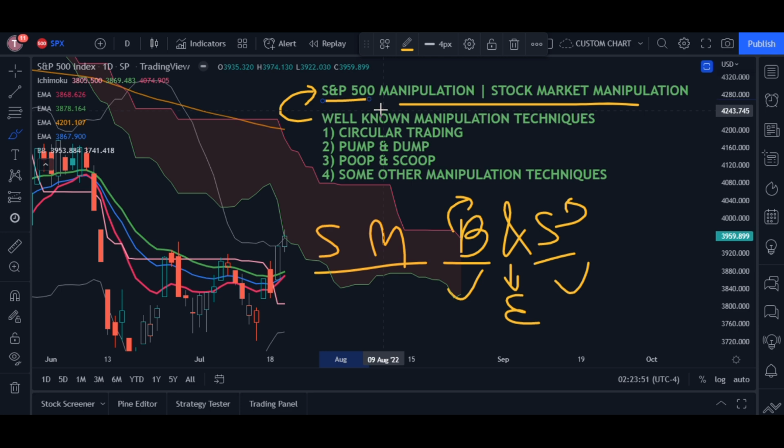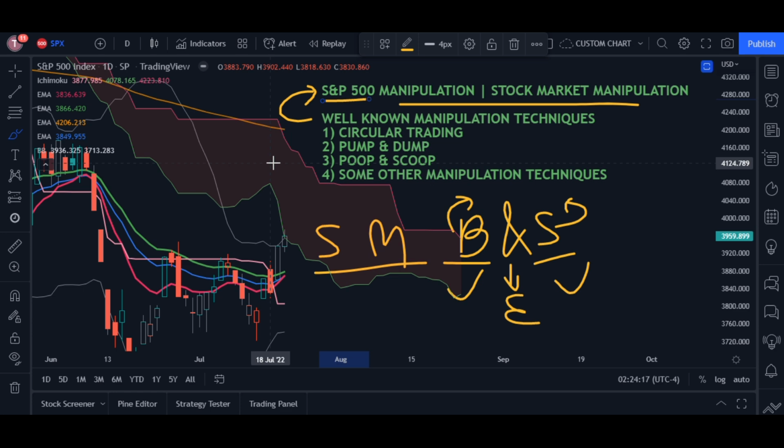So now you know what the S&P 500 index is, what the constituents of the S&P 500 index are, and what the weightage of the top 5 constituents is. This information will help us understand how the S&P 500 can be manipulated.